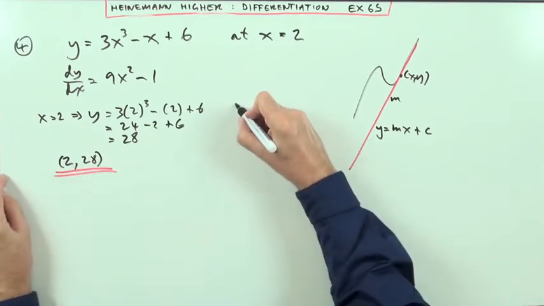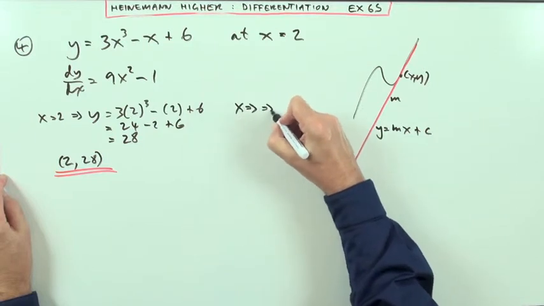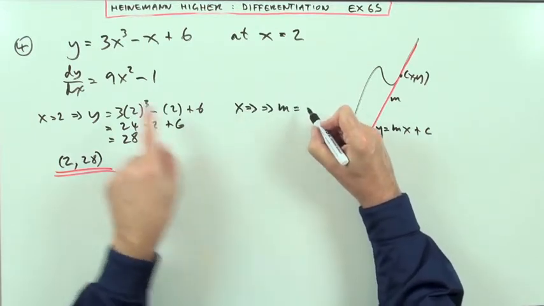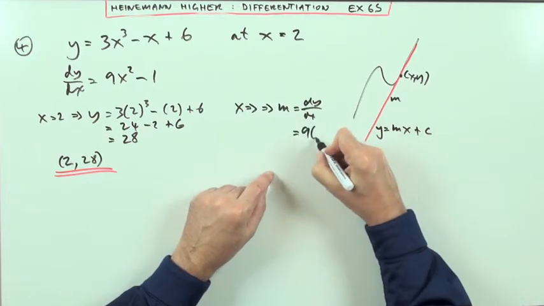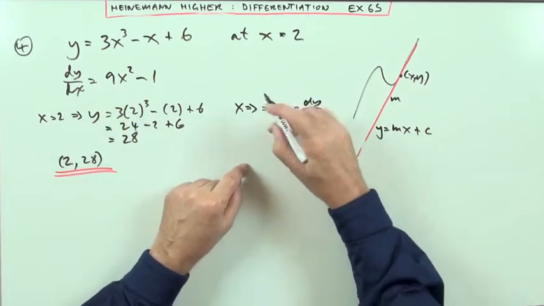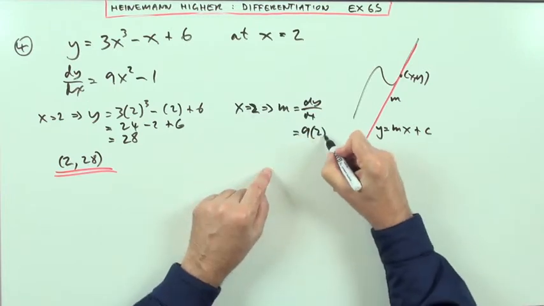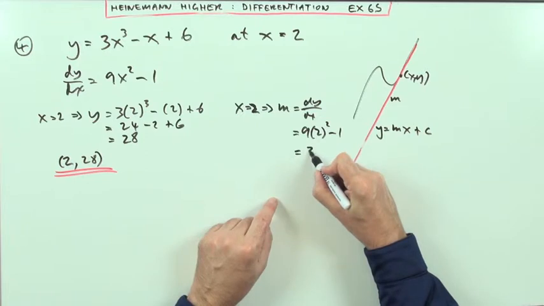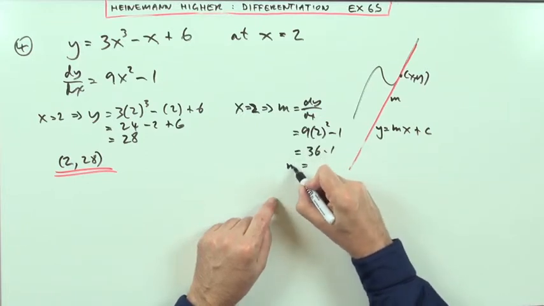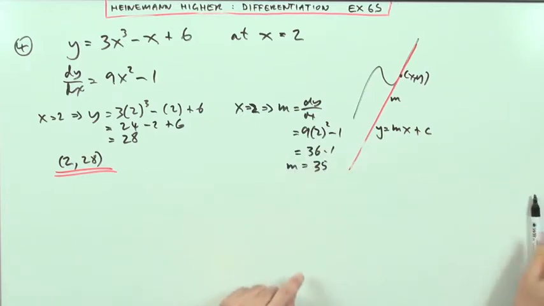Gradient, well, I'll put this here. If x equals 2, that means the gradient will be dy by dx, which will be 9 times, put 2 into it, 9 times 2 squared minus 1. 2 squared is 4, 9 4s are 36, take away 1, 35, so the gradient's 35.